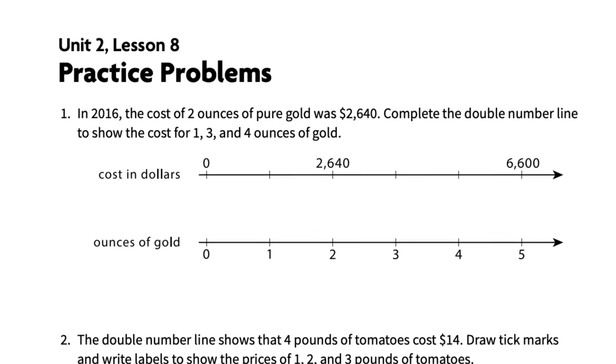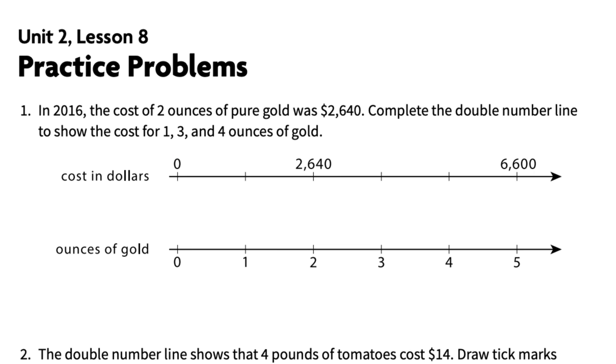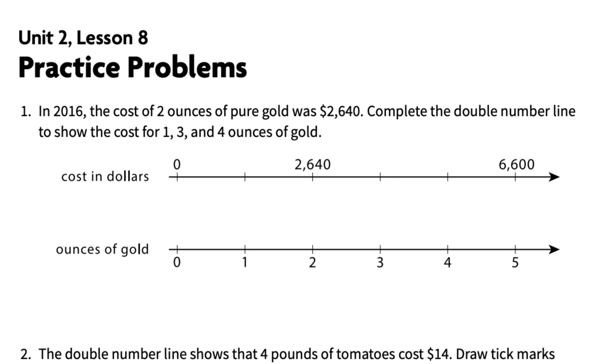Okay, so problem 1, it says, in 2016, the cost of 2 ounces of pure gold was $2,640. Complete the double number line to show the cost for 1, 3, and 4. All right, so that's pretty straightforward. Well, if 2 costs 2,640, cutting that in half gives us 1 right here, and that's going to give us 1,320 because all I had to do is cut it in half.